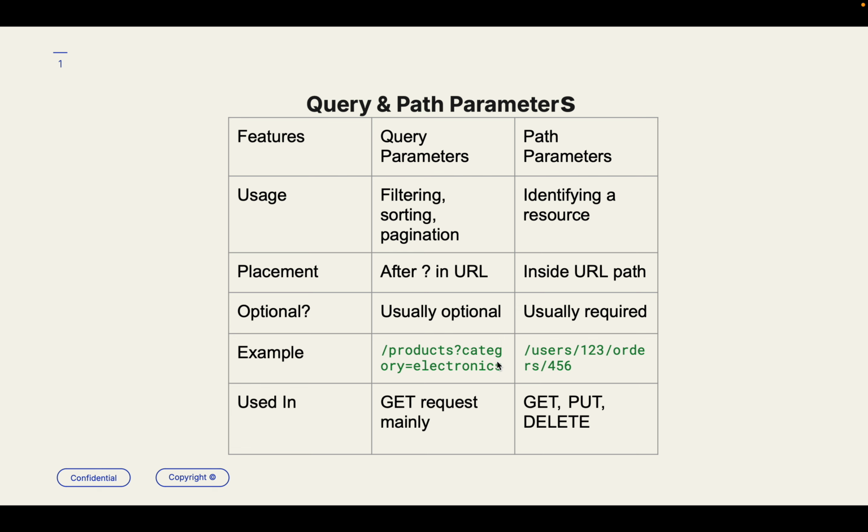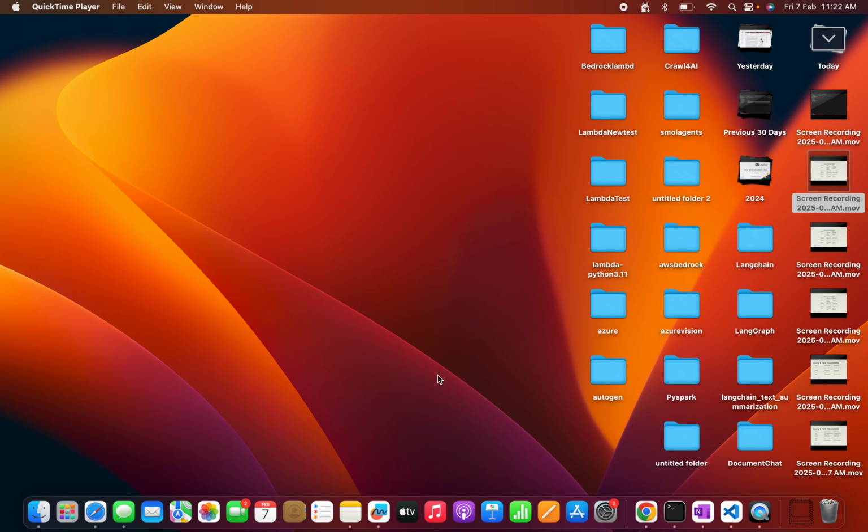And this is the format to implement the query parameters. We will have a question mark and a key value pair. So this means we have to filter the product category of electronics. And for path parameters, here we can see that we need to find a user 123 and its order number 456. The query parameters are usually used for the get, and path parameters can be used in the get, post and the delete. So this is a high level comparison between query and path parameters, and we'll discuss more about the query parameters. We already discussed the path parameters in our last video, so we can start writing the code.